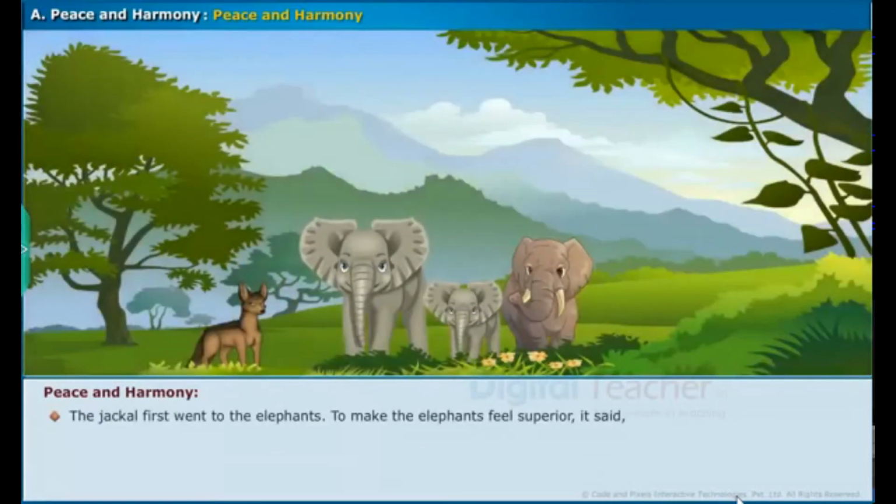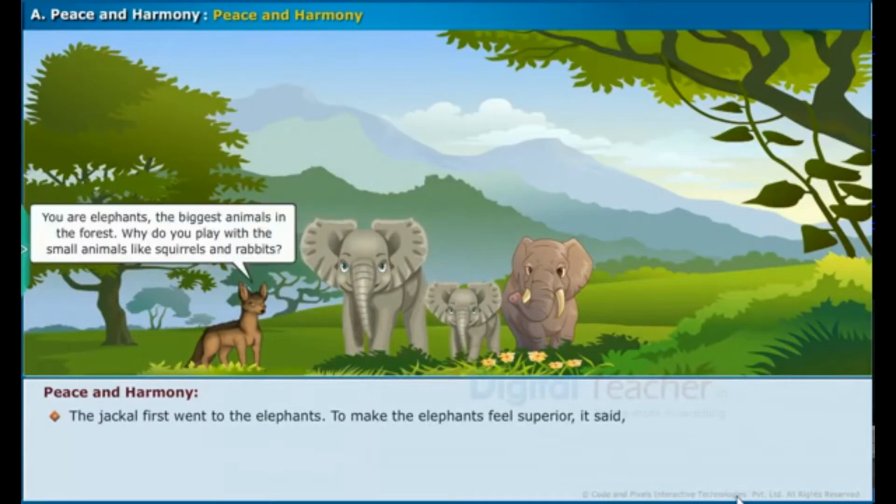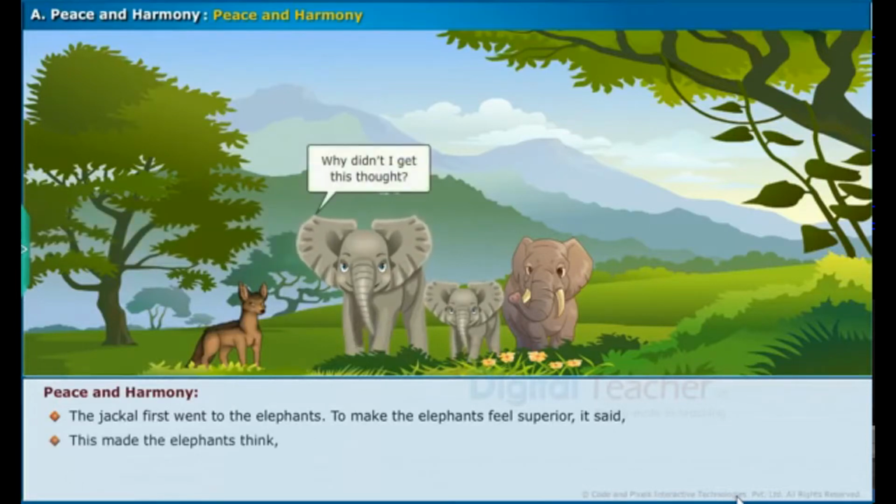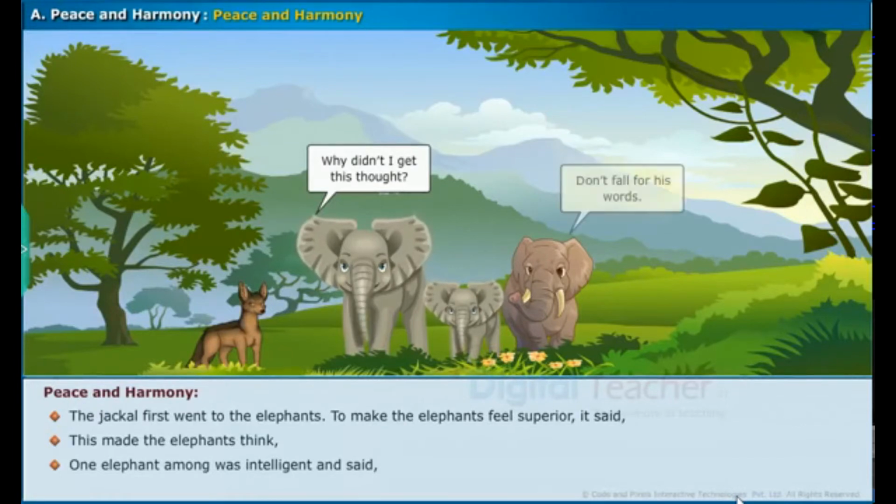The jackal first went to the elephants. To make the elephants feel superior, it said, "You are elephants, the biggest animals in the forest. Why do you play with these small animals like squirrels and rabbits?" This made the elephants think, "Why didn't I get this thought?" One elephant among them was intelligent and said, "Don't fall for his words."